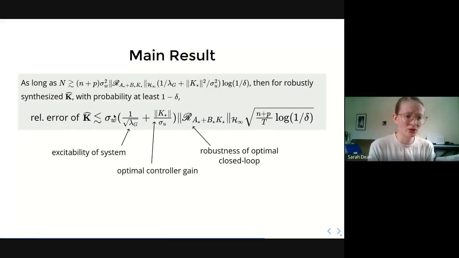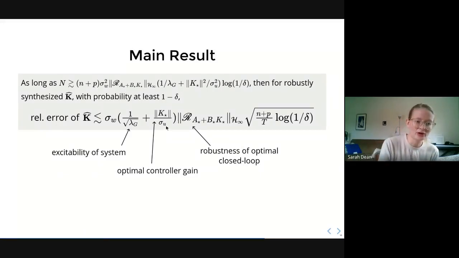Then we have our noise term, our sigma W. And then we have lambda G, which I did not define, but it is just the lambda min of the controllability gradients from the learning result. This is how excitable the system is. I mentioned the intuition before that the more excitable a system, the easier it is to estimate the A matrix. So we see that if the system is excitable, we get a benefit in terms of this relative error because of the estimation, even though if the closed loop isn't robust, which could happen for unstable systems, then it's not so good. So there's a trade-off here.